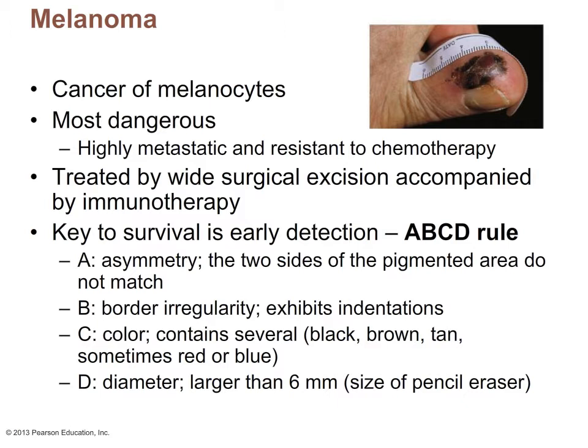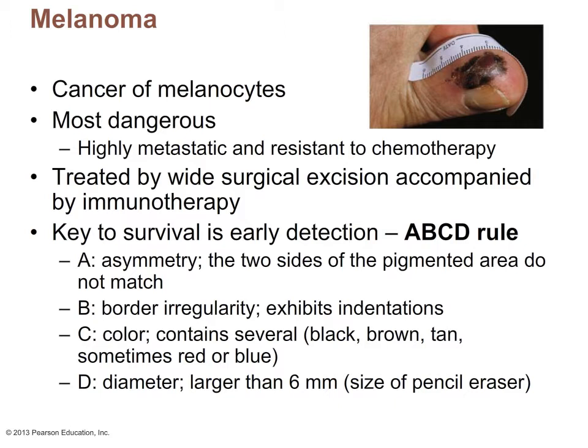And the A here stands for asymmetry, that is, irregularity in the shape and size of the tumor or the spot. If the two sides are identical, that is mirror images of them, there's a less likelihood that this is in fact going to be a melanoma. On the other hand, if one side of a lesion is much different in shape than the other side, then there's a good chance this may be a melanoma.